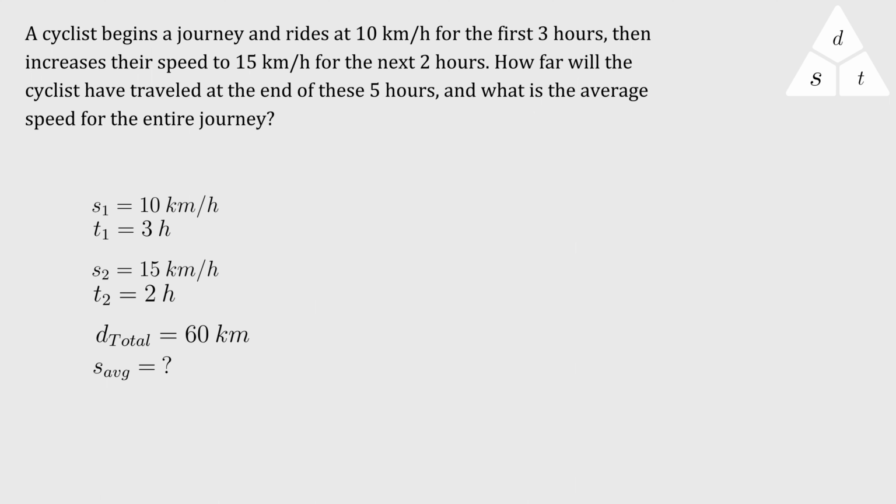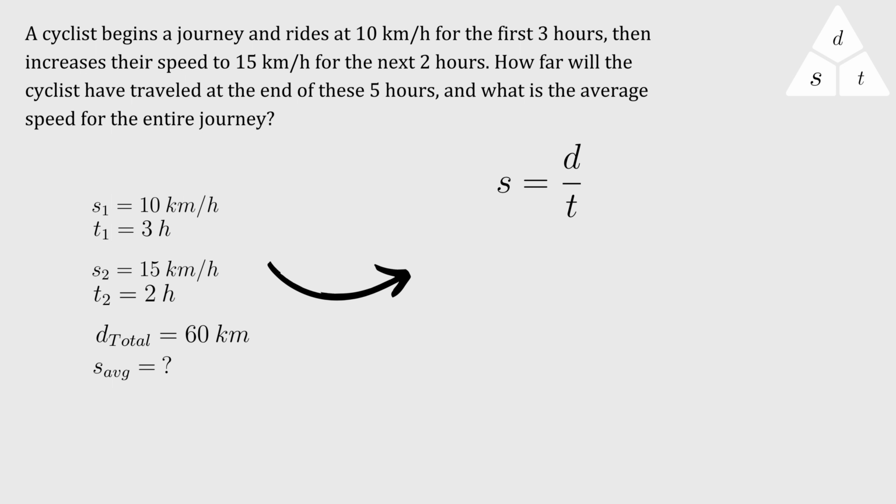Now back to the question, what is the average speed for the journey? If you think about it logically, the two speeds are 10 and 15 kilometers per hour, which means that the average speed needs to be in between 10 and 15 kilometers per hour. Speed is distance divided by time.